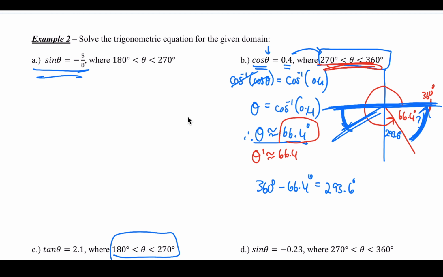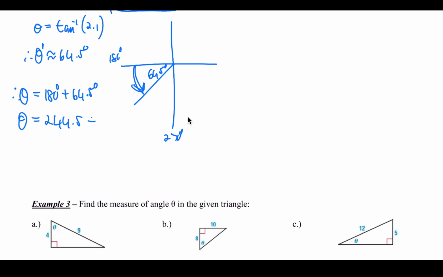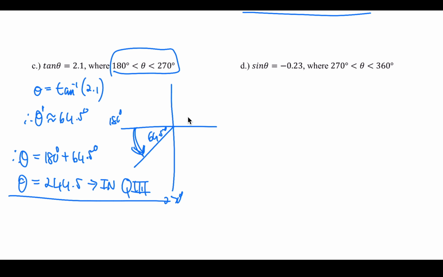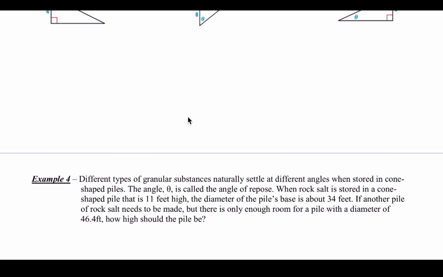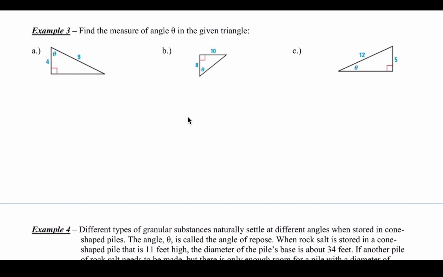And what I did in my notes, I wrote, because this is very confusing, you're writing theta equals 66.4, and then you write theta equals 360 minus that, which is 293.6. But what I did in my note sheet is I just wrote here in quadrant 4, and this one is in quadrant 3, just so it's clear which theta is which theta, so you don't get confused with why there are two different thetas. Just a quick little reminder: you know how to find angles in space and find their inverses. All right, example 3 talks about finding the measure of angle theta in the given triangle.